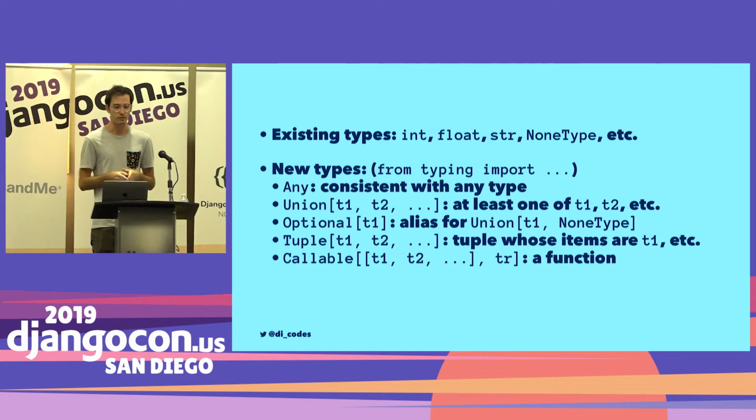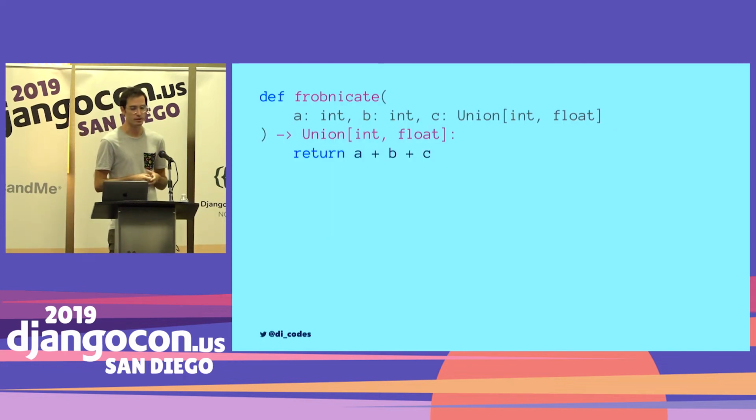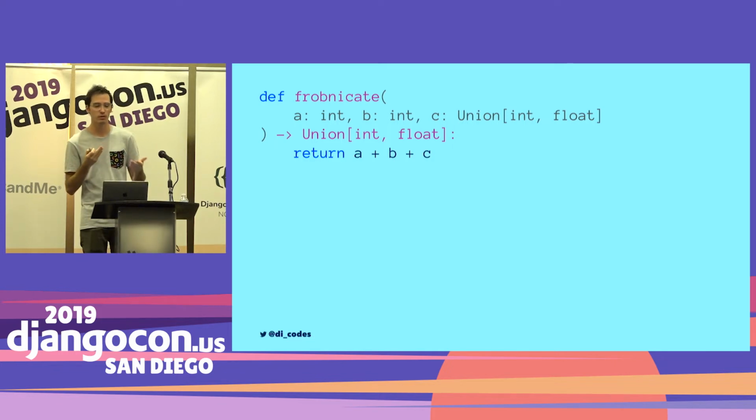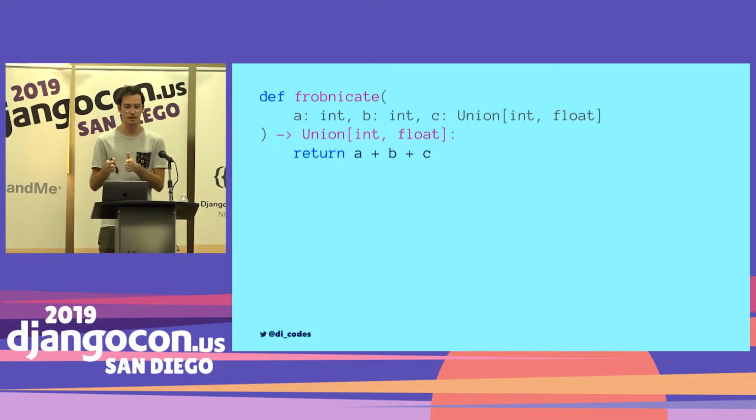A Callable is similar. So this means that we could define a function like this, where fromnicate takes an integer, but the last argument could be a float or it could be an integer. And the same thing for the return type, right? So this would allow us to statically type this function and say exactly what those arguments would be.